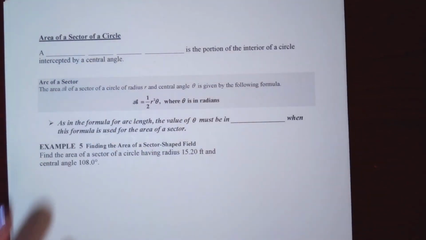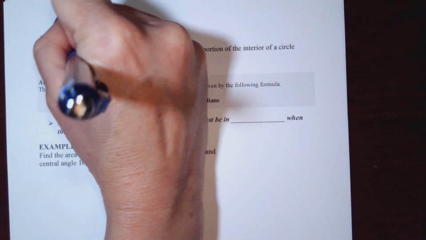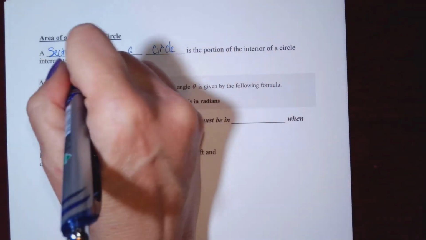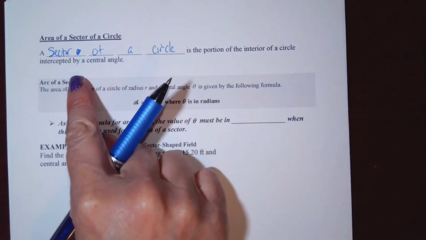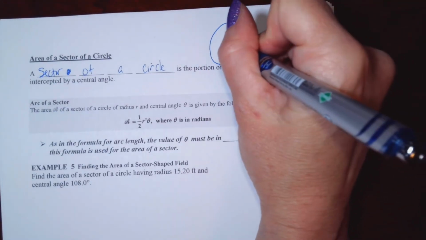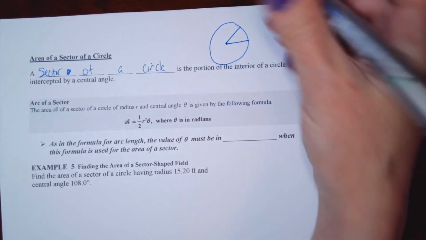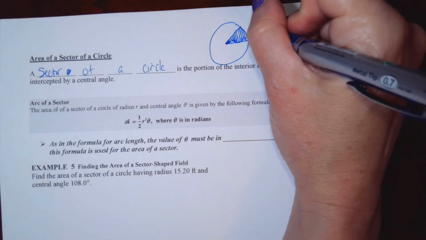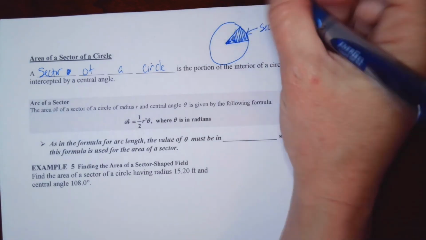Area of a sector of a circle. A sector of a circle. The area of a sector of a circle, that is the portion of the interior of a circle intercepted by a central angle. So when I have a circle, and I'm like our latitude problem where we looked at the differences between the 2 latitudes, this pie shape is a sector of a circle. That is a sector of a circle.